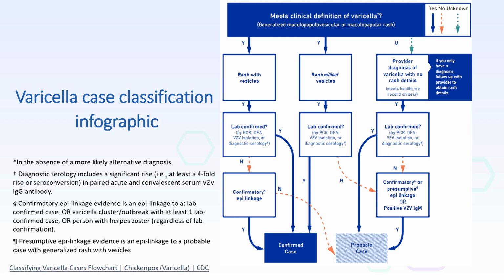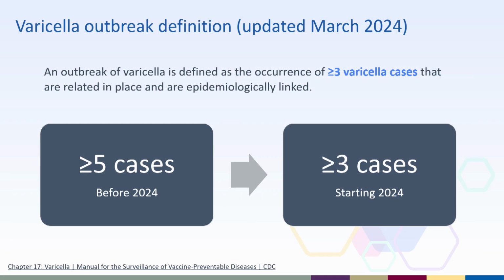The varicella outbreak definition was also updated in 2024. Varicella outbreaks were previously defined as 5 or more cases. The definition was updated to define varicella outbreaks as 3 or more cases.